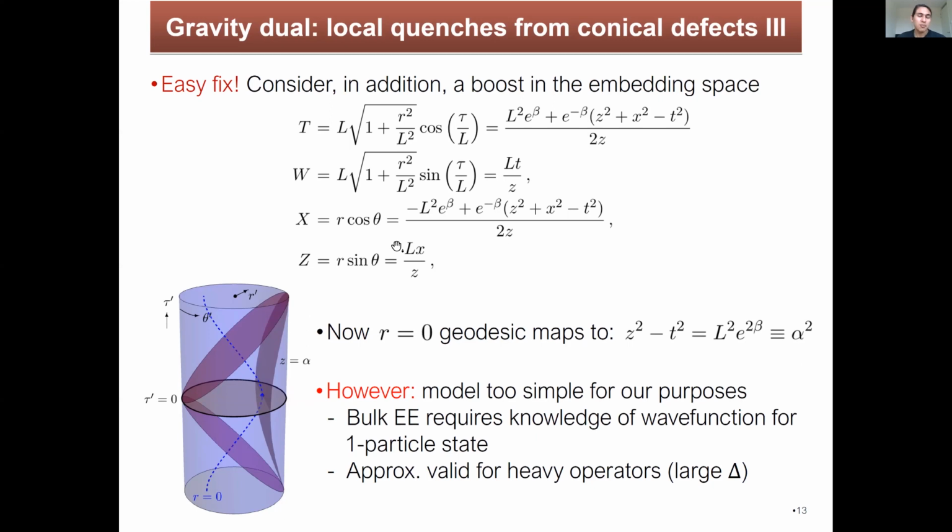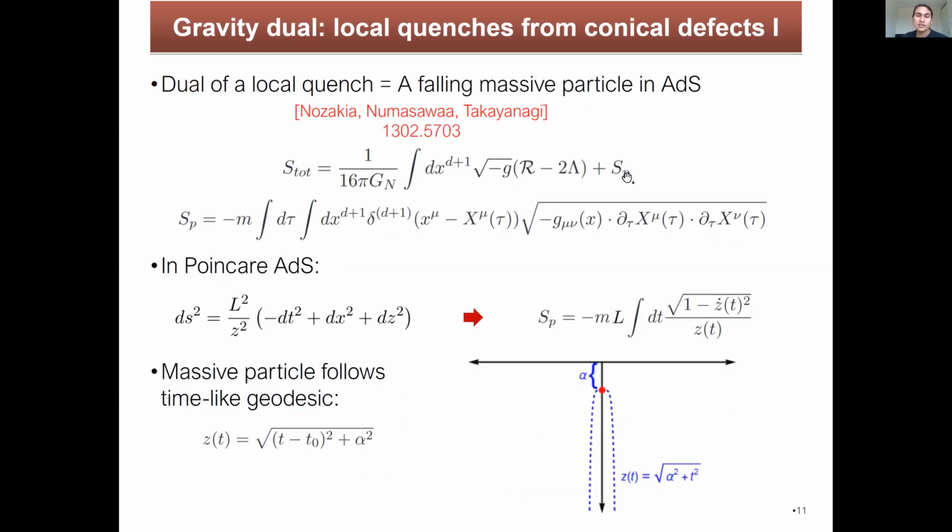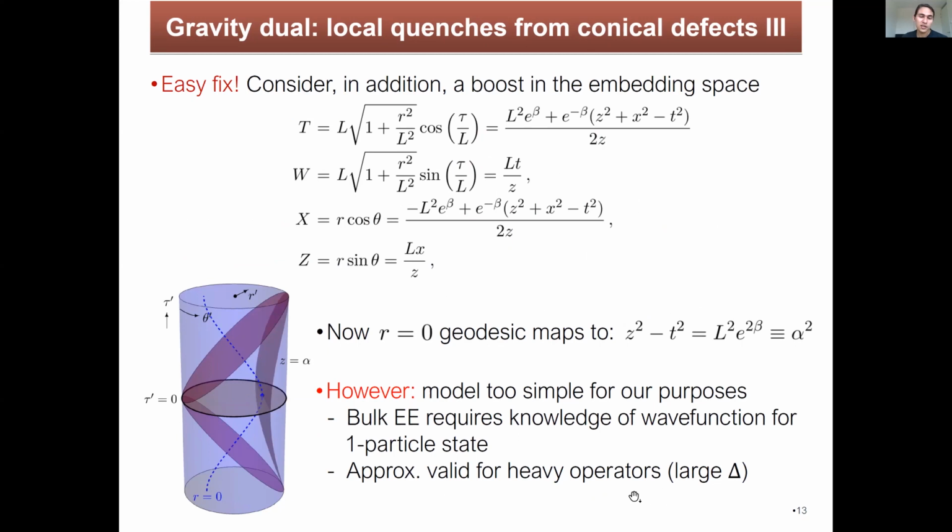Now, this original model is a little bit too simple for what we want. First, because we actually want to compute bulk entanglement entropy, and that requires the knowledge of the wave function of the one particle state. Second, because this approximation, in which I replace the one particle state by just a classical particle, is only valid for operators of large conformal dimension. While at least if I want to compare with the CFT results, I want arbitrary delta, not necessarily large.